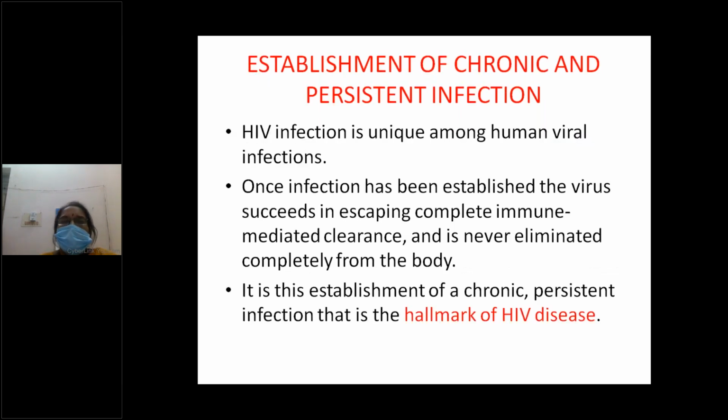Establishment of chronic and persistent infection. HIV infection is unique among human viral infections. Once infection has been established, the virus succeeds in escaping complete immune-mediated clearance and is never eliminated completely from the body. It is this establishment of chronic persistent infection that is the hallmark of HIV disease.